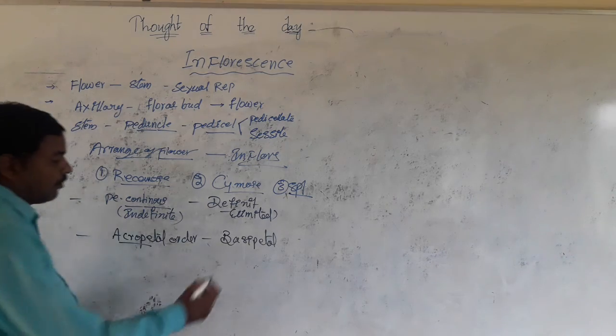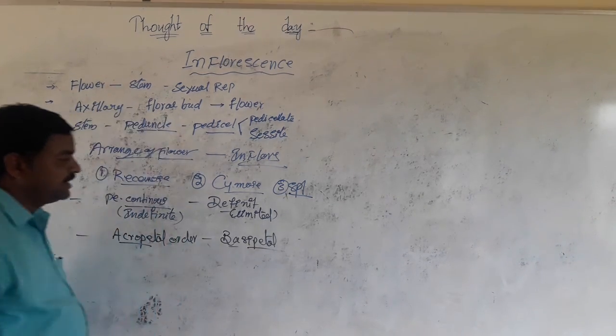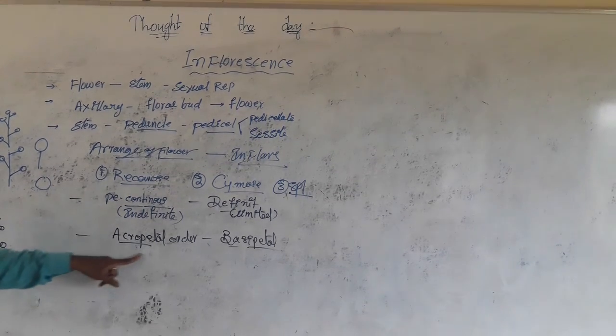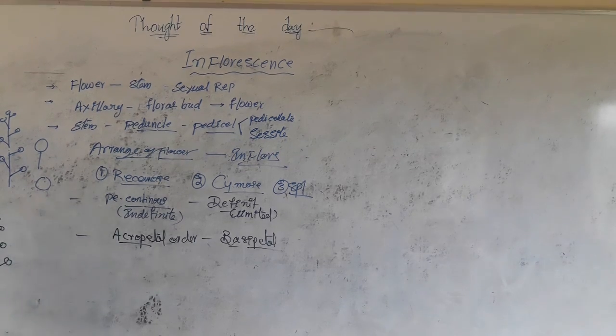But what about the basipetal arrangement? The flower arrangement in cymose inflorescence is basipetal arrangement. This is quite the reverse of acropetal arrangement. Why? Now look, this is the peduncle. Peduncle growth is arrested. It grew up to a certain level. Peduncle growth is arrested by a small flower at its apex. Because a flower forms at its tip, the growth of the peduncle is arrested.